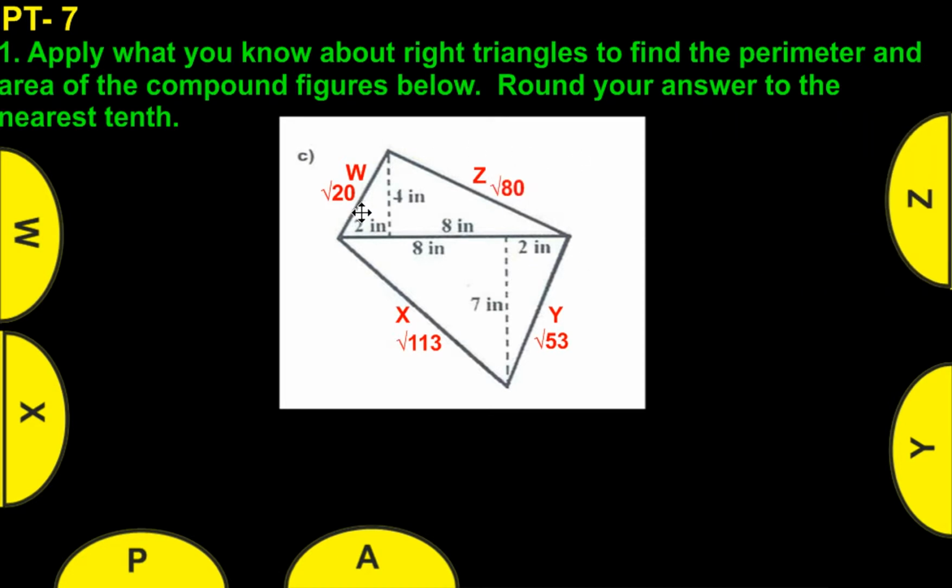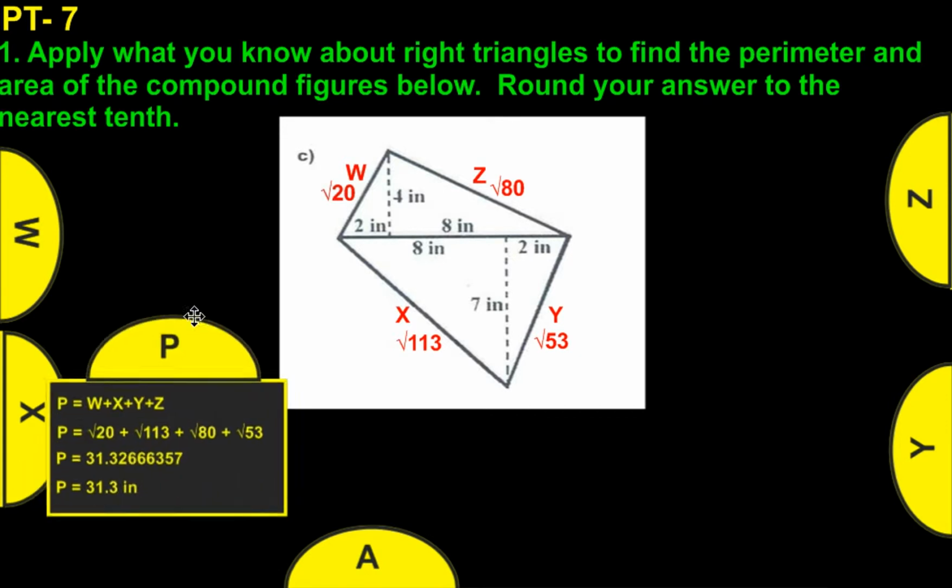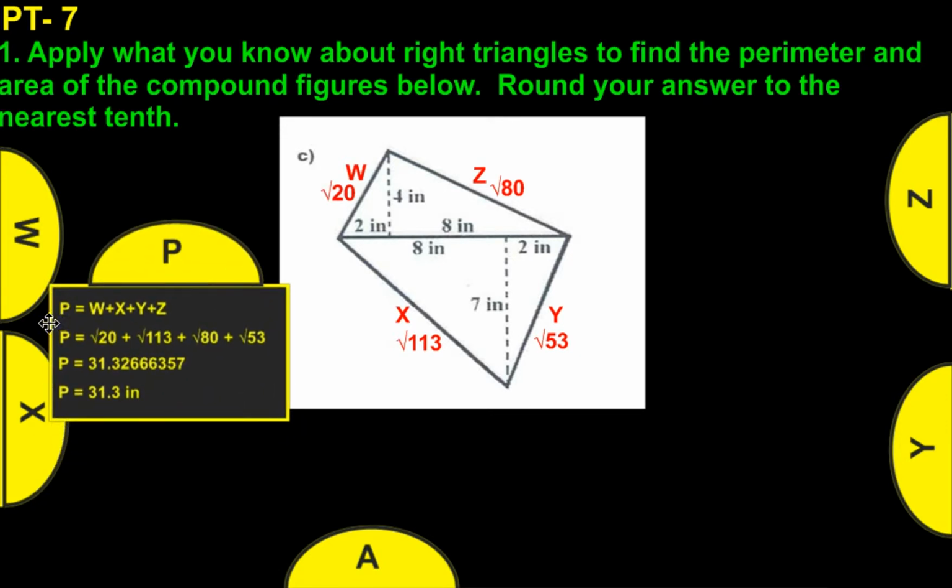Okay, now that I've got these, I can go ahead and determine what my perimeter is. The formula I've created for this is W plus X plus Y plus Z, the outer edges, which turn out to be all of the hypotenuses. So P equals the square root of 20 plus the square root of 113 plus the square root of 80 plus the square root of 53. Add those up, and the full calculator display is 31.32666357. If we round that to the nearest tenth, we get 31.3 inches.